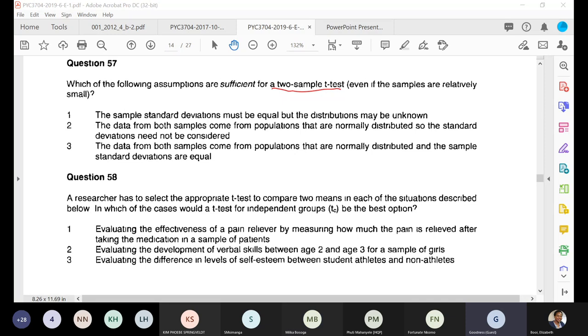I chose one. Because of the t-test and that unknown in the option. Unknown, I think, is the mean for the t-test, if I'm not mistaken, not for the standard deviation. So I guess it's going to be two or three. The population mean is unknown for the t-test. Number three. The data from. Number one.